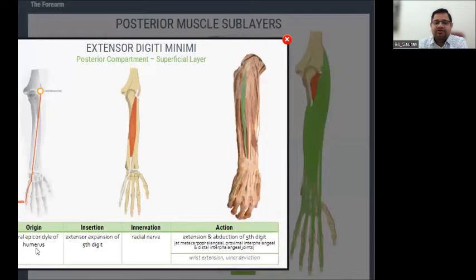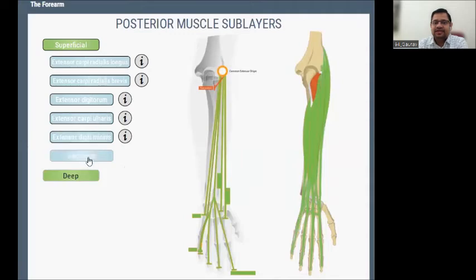So lateral epicondyle of humerus origin, again it will cross and go to the extensor expansion of fifth digit, radial nerve, extension and abduction of fifth digit will be its action. You can see this is the muscle, the green color muscle, which is going towards downside is the extensor digiti minimi. Last one is anconeus.